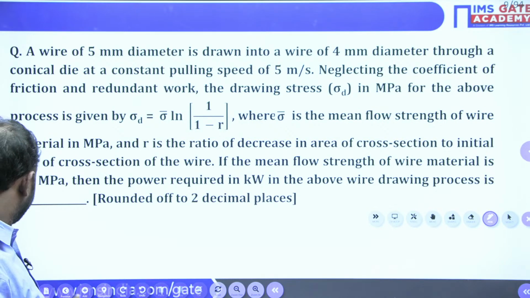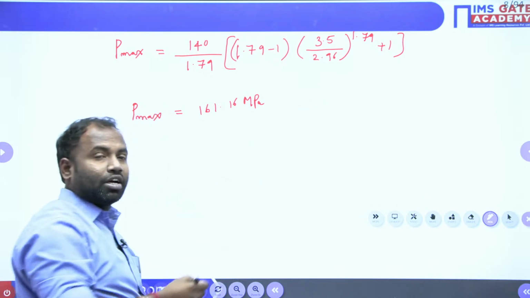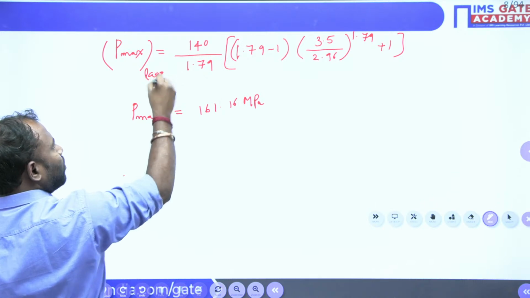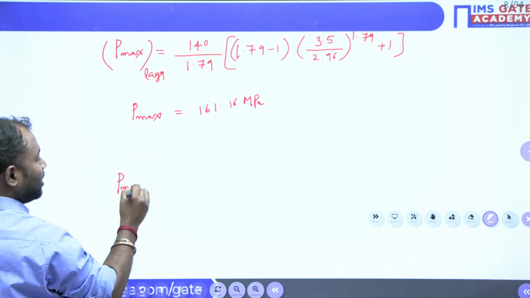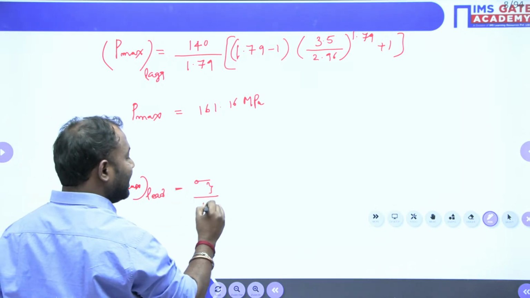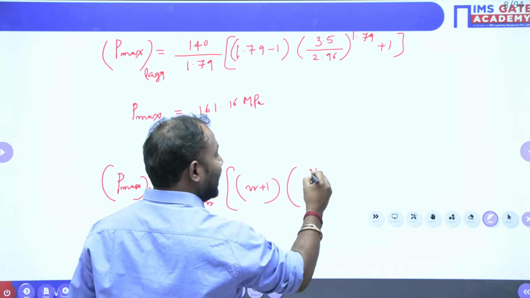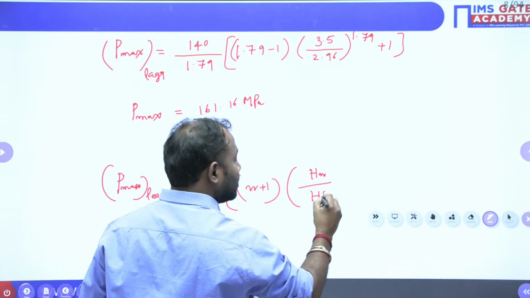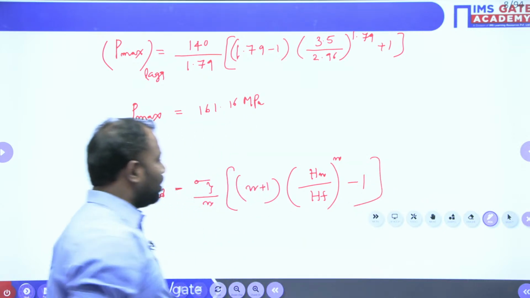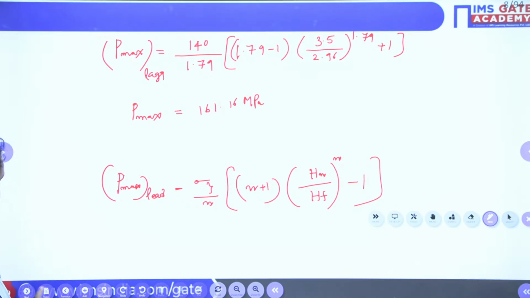Let us go back. Here the formula is going to change. Hn by Hf will come, so I will also write that formula. This is for the lagging zone, Bhushan. For the leading zone, P maximum is sigma y by n into (n plus 1) into ((Hn by Hf) whole power n) minus 1. If you use this formula also, you will get the same thing. Hope you understand.